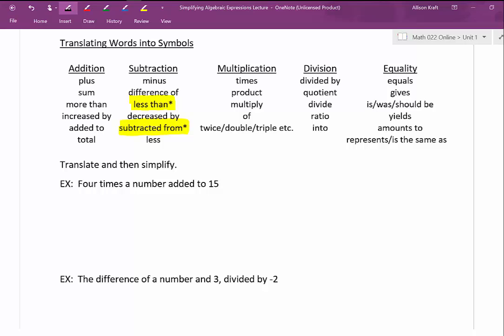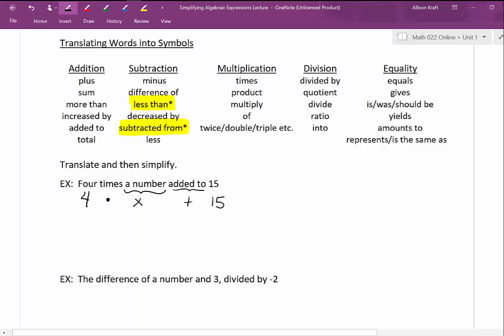Let's start with 4 times a number added to 15. 4, we know, is the number 4. The word times means multiplication. A number, well, that's our unknown. We'll replace it with a variable. I'm going to choose x this time. Added to means addition. And then with the number 15.